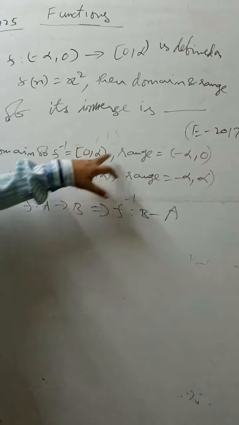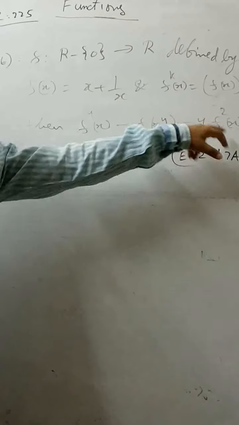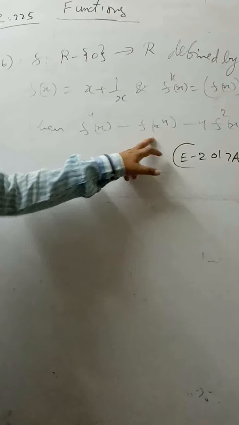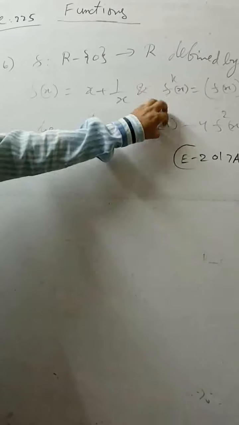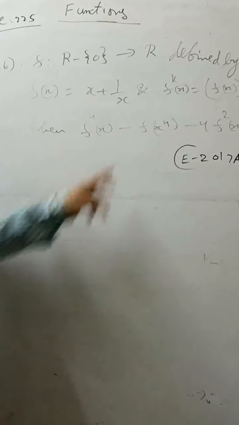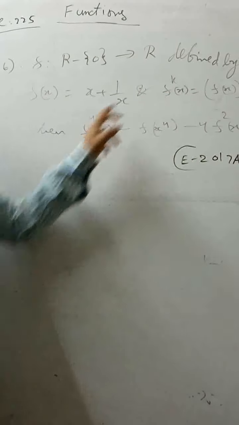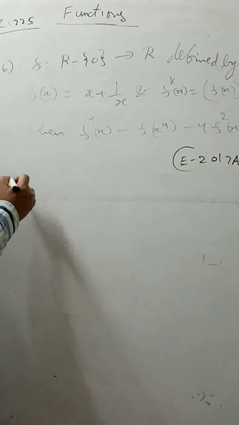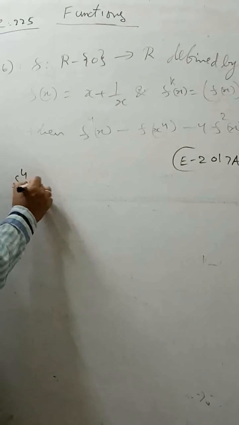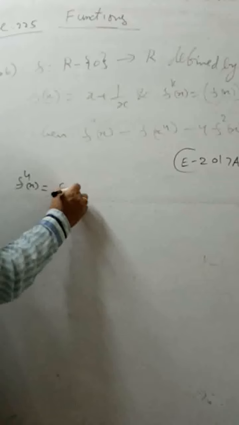Okay. From R minus 0 to R, defined by f of x equal to x plus 1 by x, and f power k of x equal to f of x whole power k. This we already know but it is given. And then f power 4 of x minus f of x power 4 minus 4 into f square of x. There is a small difference between these two. This is f of x power 4. This is f power 4 of x, which means f of x whole power 4 according to this function. So I will find this f power 4 of x first. It is nothing but f of x whole power 4.